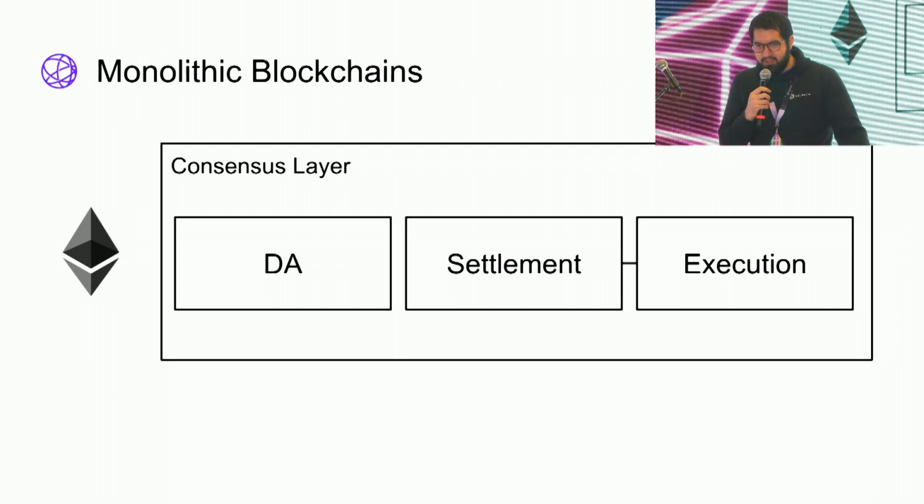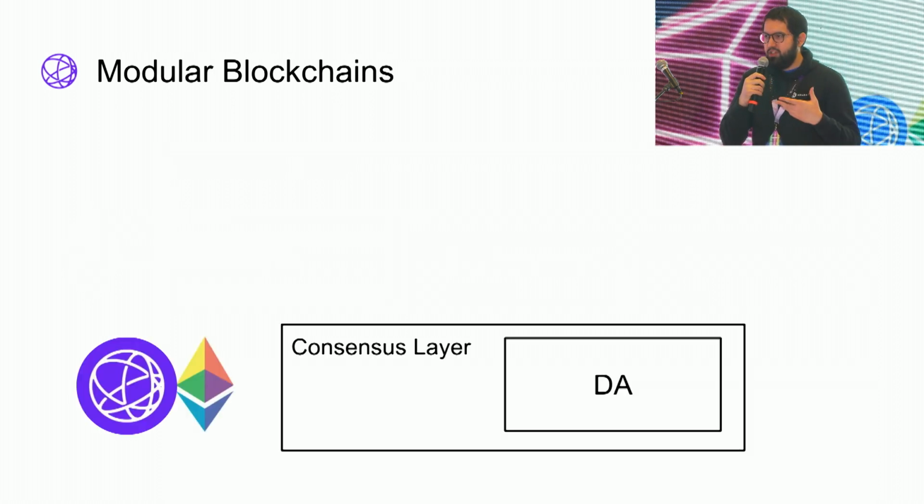Now, what's the problem with this? The problem is that if you do all these things at the base layer, you're doing a bunch of work. And if you have to do a bunch of work, that work kind of limits the capacity of the system. It limits the total throughput. And this is why many blockchains are now moving towards the modular blockchain paradigm.